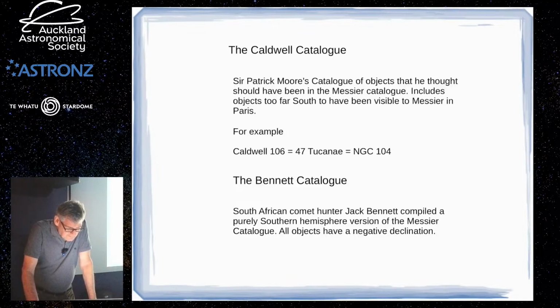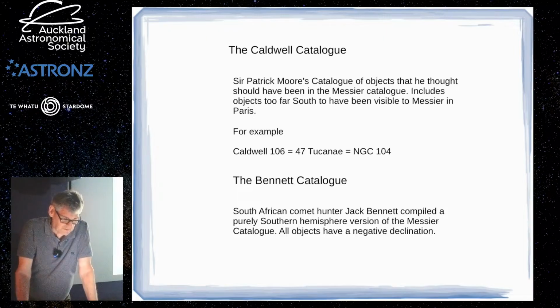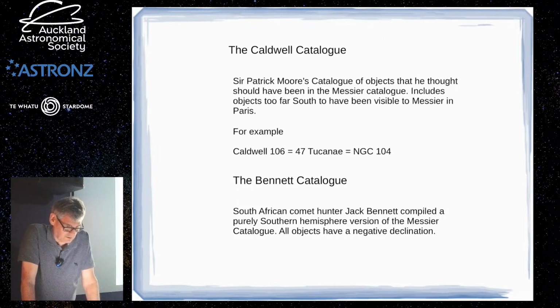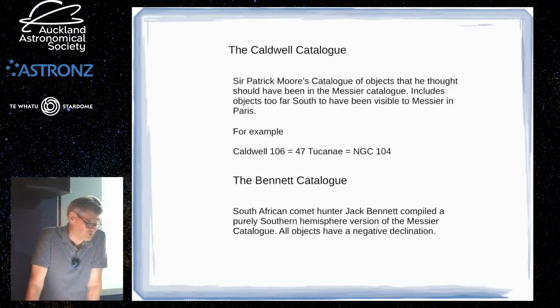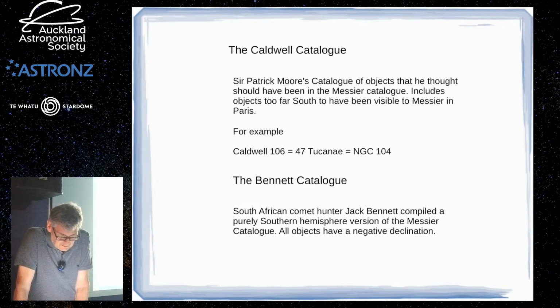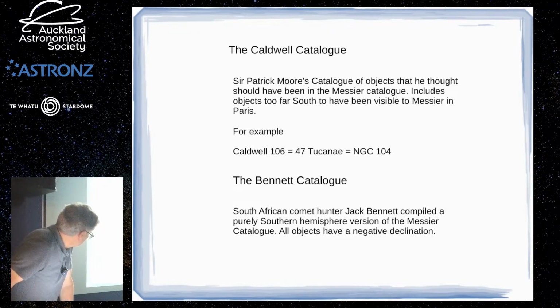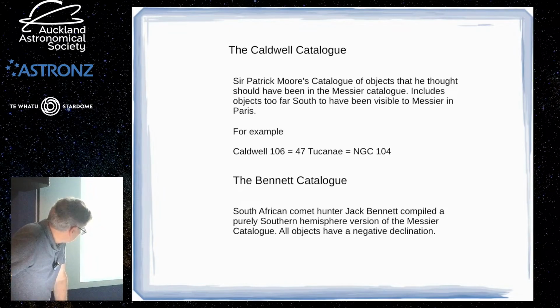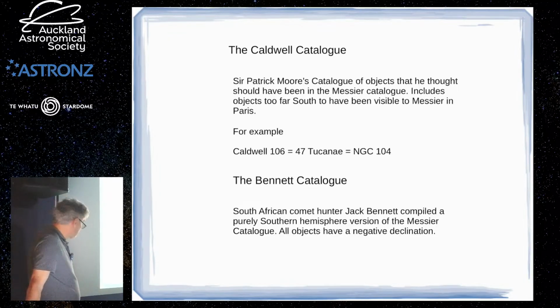Okay, there were a couple of attempts to extend the Messier catalogue to the southern hemisphere. A notable one is what's called the Caldwell catalogue, and this was done by Sir Patrick Moore, and so it basically includes obvious things in the northern hemisphere that Messier missed, and as was mentioned before, plus southern hemisphere objects. And so we've ended up with objects that are in multiple catalogues, is the usual story.